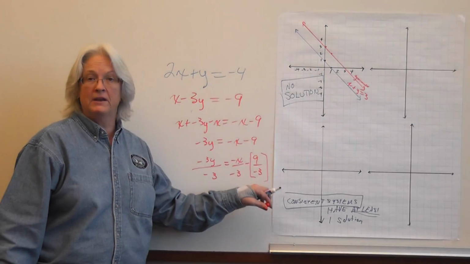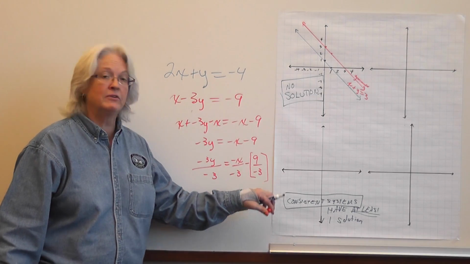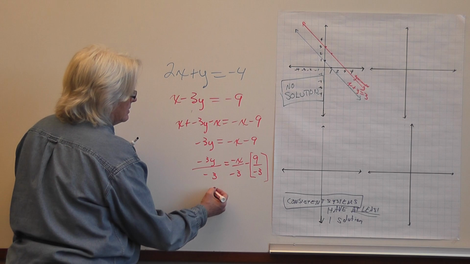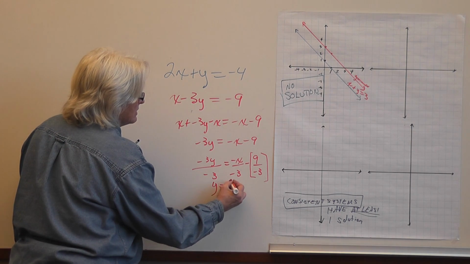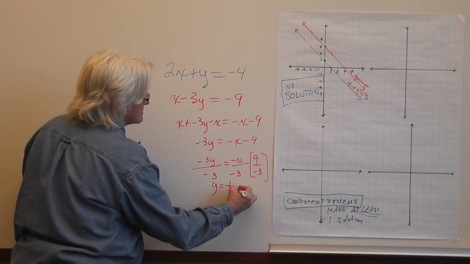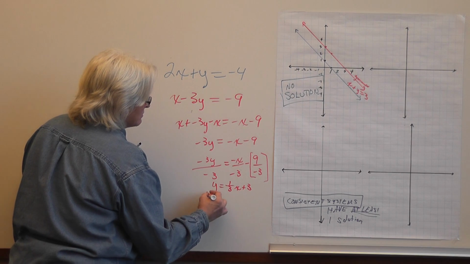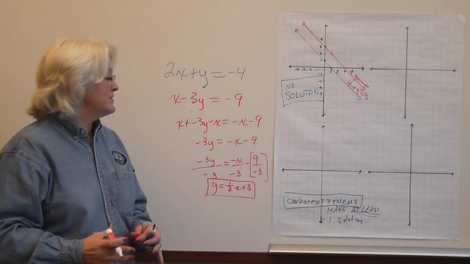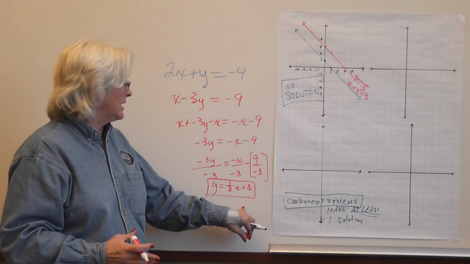So that I don't drop the negative. See, I have minus a negative. Negative divided by negative is a positive. y is equal to 1/3 x plus 3. We now have the slope-intercept form of a line.